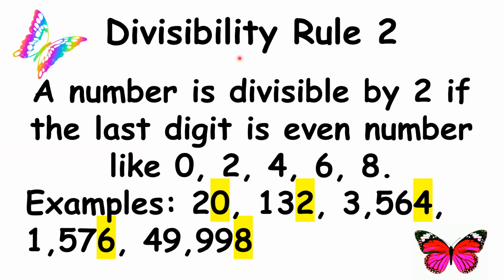When is a number divisible by 2? A number is divisible by 2 if the last digit is even number like 0, 2, 4, 6, and 8. Examples: 20, 132, 3,564, 1,576, 49,998. These numbers all end with 0, 2, 4, 6, and 8. So these numbers are divisible by 2.